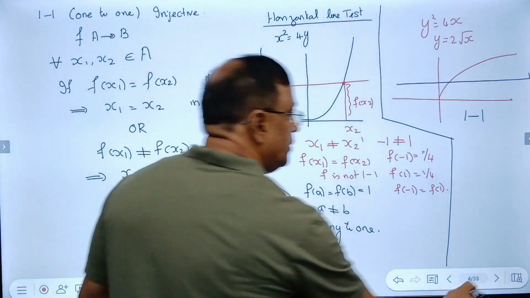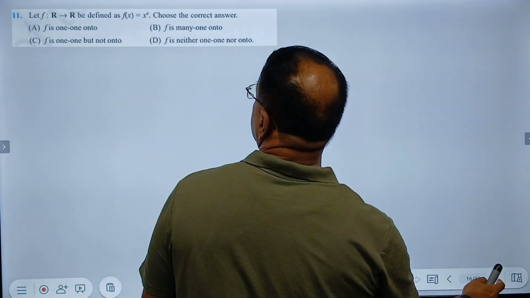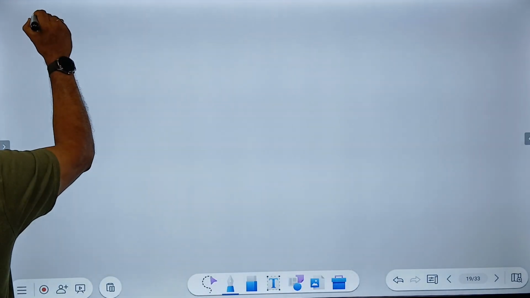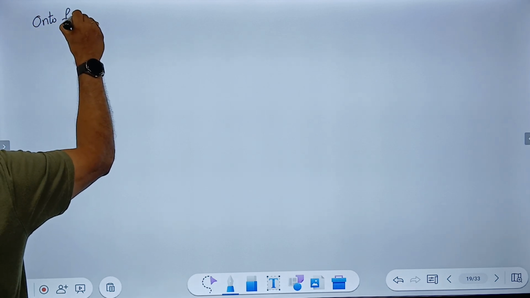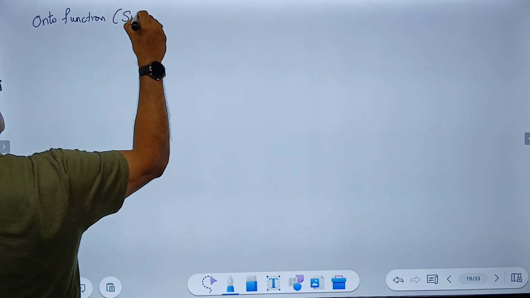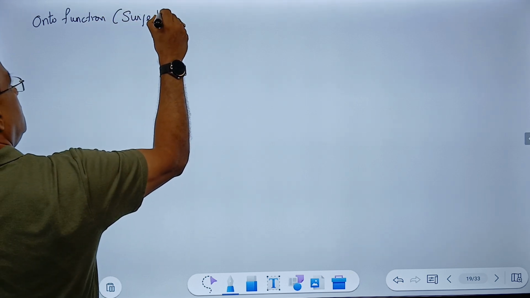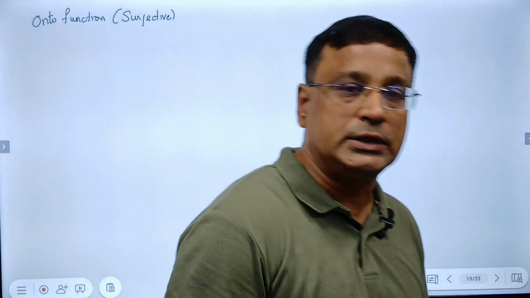Now, what's the next one? Let's go to the onto function. Otherwise, it is called surjective. Onto function, otherwise called surjective.